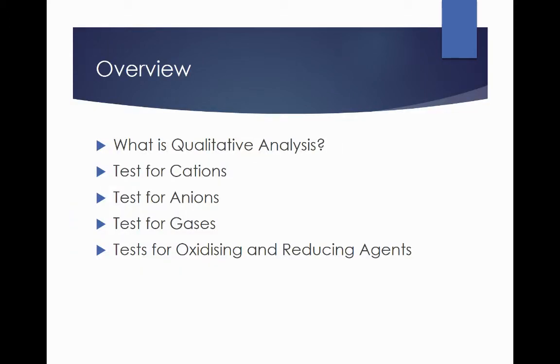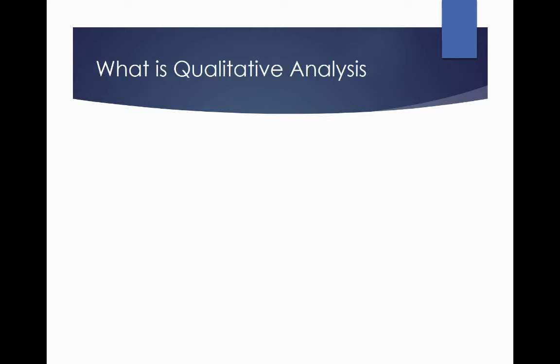Now we'll look at what QA is at the very start, and we'll look through the various tests for cations, anions, and gases. We will also spend some time to look at the various tests for an oxidizing and a reducing agent. And what exactly is QA?